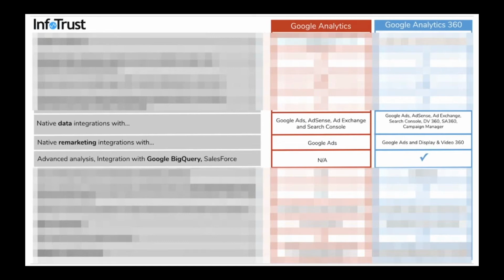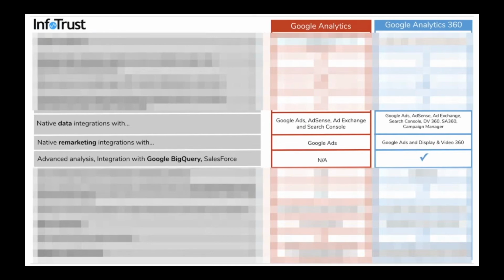Where Google Analytics 360 really differentiates itself is the native integrations with all of the same tools as Google Analytics Free, but also Search Ads 360, Display Video 360, Campaign Manager, Google BigQuery, Salesforce. So really all of the above are those enterprise tools where a more advanced analytics platform should really become a strong consideration if you're using any of these tools.